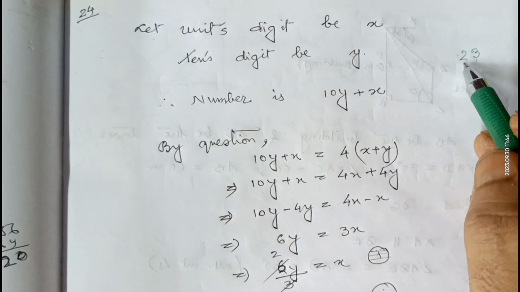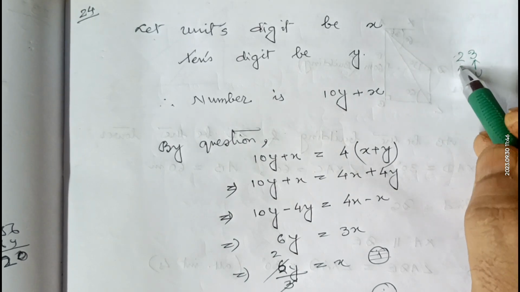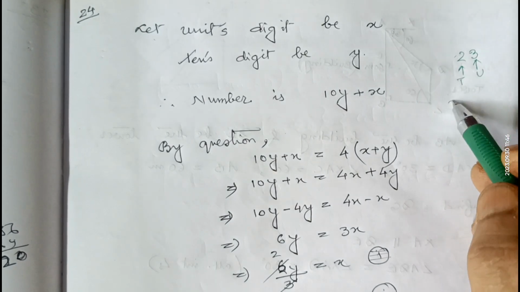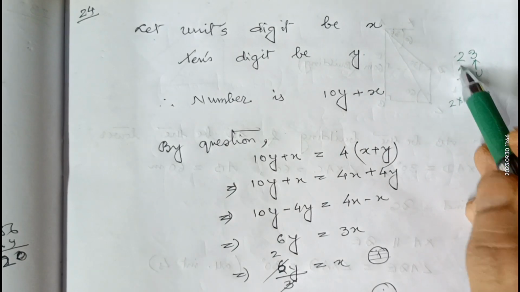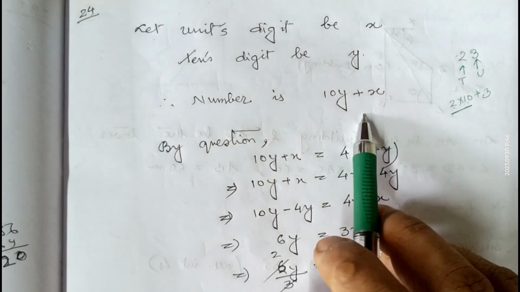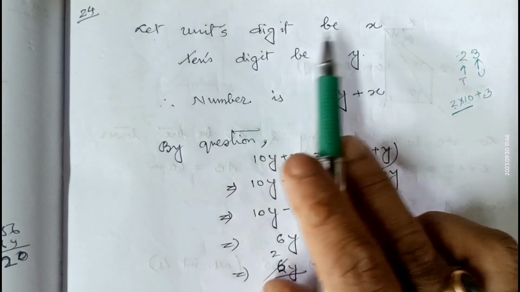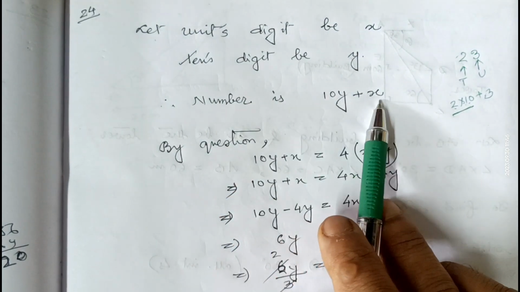Let me give one example. Suppose we have taken 23. This is called the unit digit and this is called the tens digit. So the number will be 2 into 10 plus 3. So the tens digit we have to multiply by 10. 2 into 10 is 20, plus 3 is 23. Similarly, here we have taken unit digit x and tens digit y. The number will be 10 into y plus x.